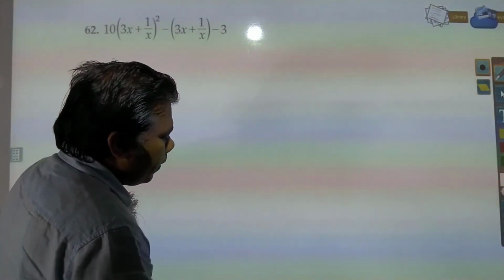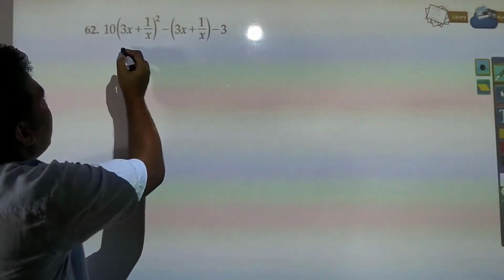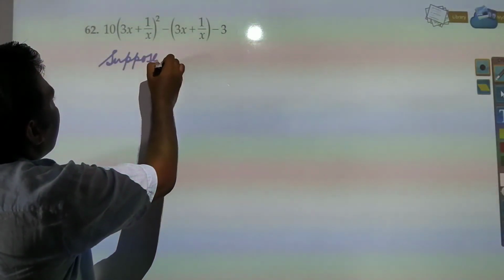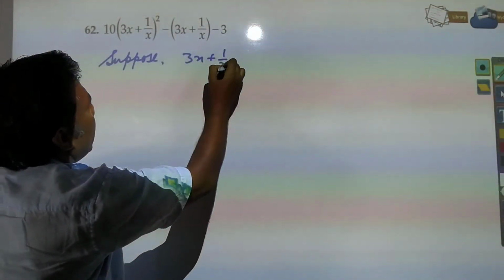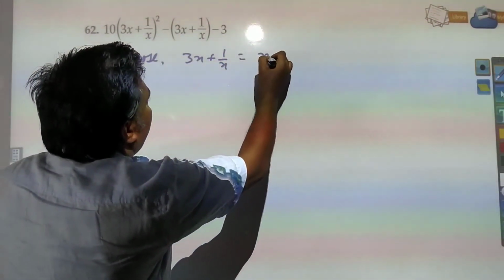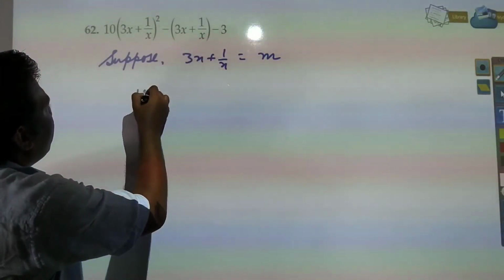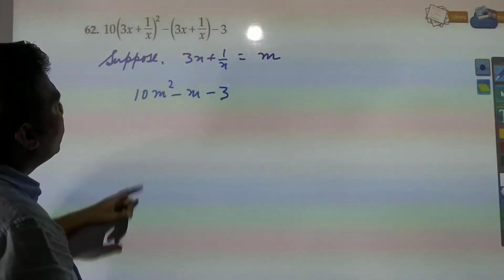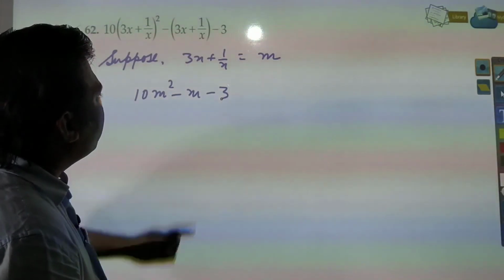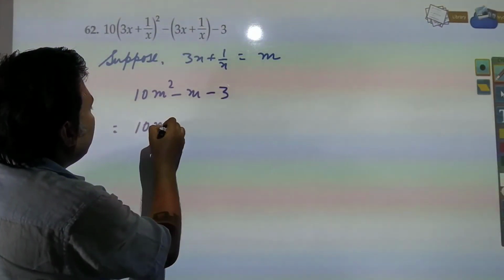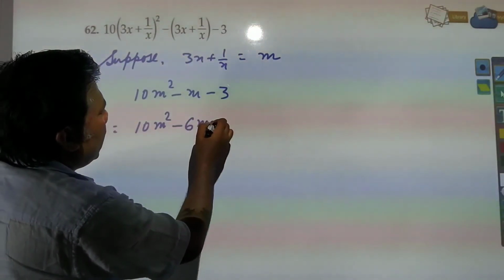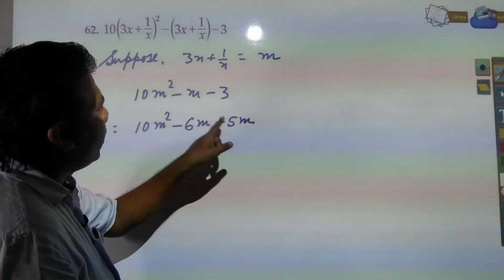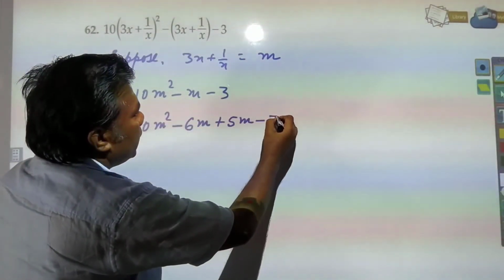Next we will see, here the same thing is required to be done. We need to suppose 3x + 1/x is equal to m. So this will become 10m² − m − 3. Now 10 × 3 is 30, so this can be written as 10m² − 6m + 5m, because 6 × 5 is 30, and −6m + 5m gives −m, then −3.